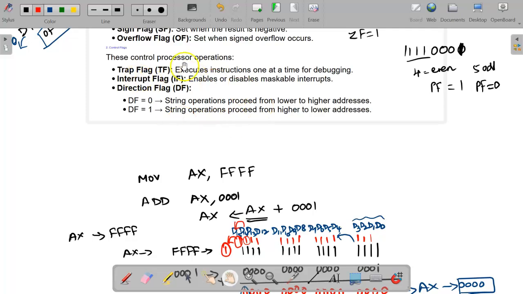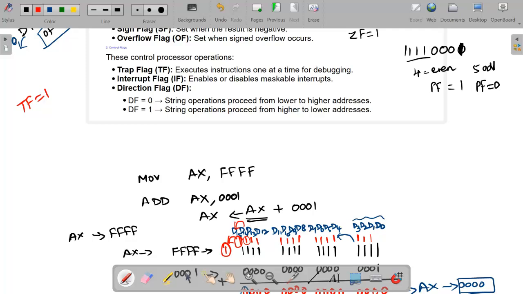From the definition itself, what is the trap flag? It will execute the instruction one at a time for debugging, so it is useful for debugging. Whenever TF is equal to 1, the 8086 will execute one instruction and show the result to the programmer. And then again it will execute the next instruction and display the result for the programmer.